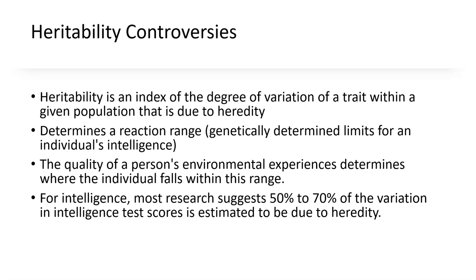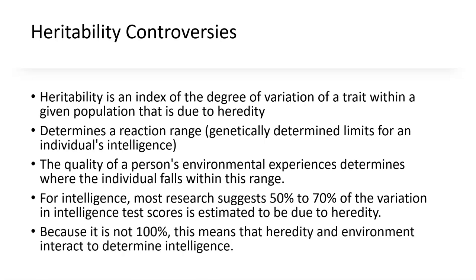So for intelligence, most of the research right now suggests that anywhere between 50 and 70% of the variability in IQ or intelligence test scores is due to hereditary factors. Now that looks super large. Well, 50 to 70, that means you have anywhere from 50 to 30% that is explainable by the environment. So it is not 100% determined by heredity. It's not 100% determined by environment. It's an interaction between the two.